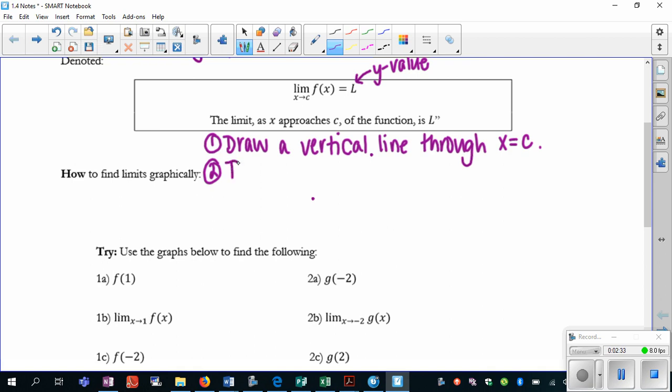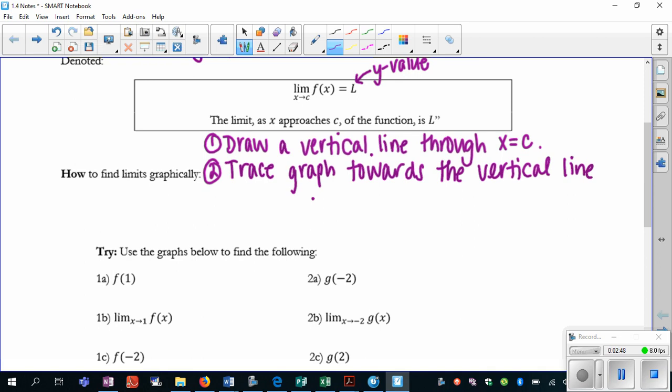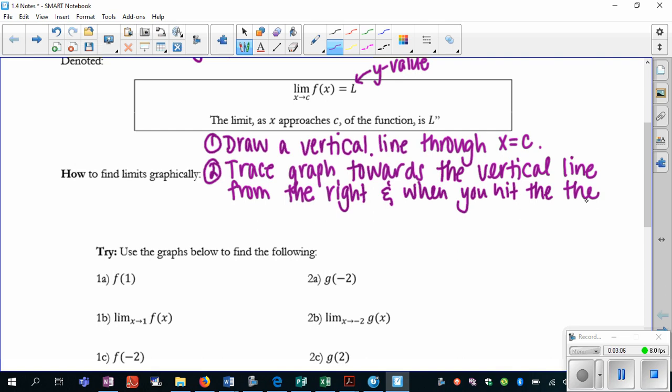Once you have that vertical line, you're going to trace the function's graph towards the vertical line from the right. And when you hit the line, I'm going to say the wall, meaning the line, but we're going to treat it as a wall, mark it with an X.